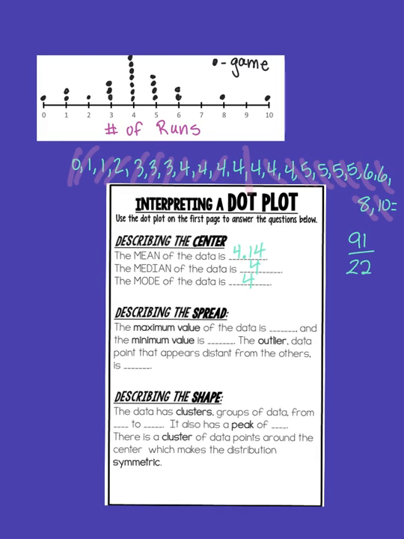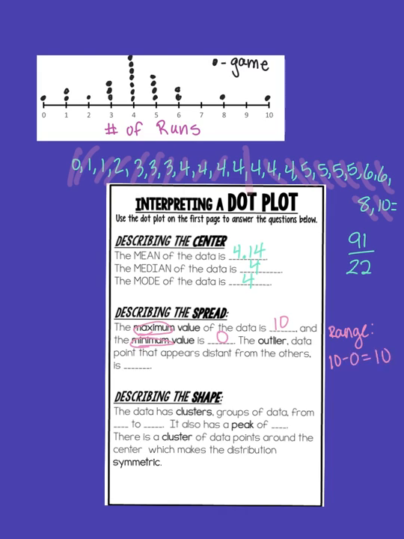Now I'm going to describe the spread. So the spread, we're going to talk about maximum value, and maximum value is your biggest number. So the maximum value is 10. And then our minimum value is your smallest number, and that's going to be 0. So what's that make our range? Our range, it's not on here, but our range would be 10 minus 0, which is 10.